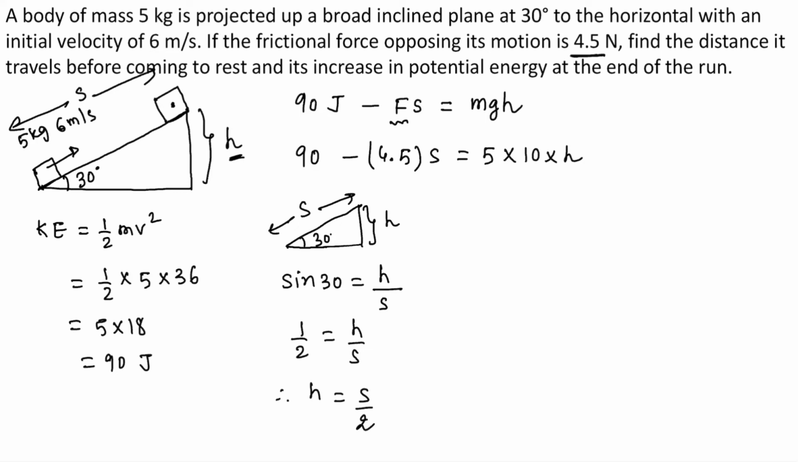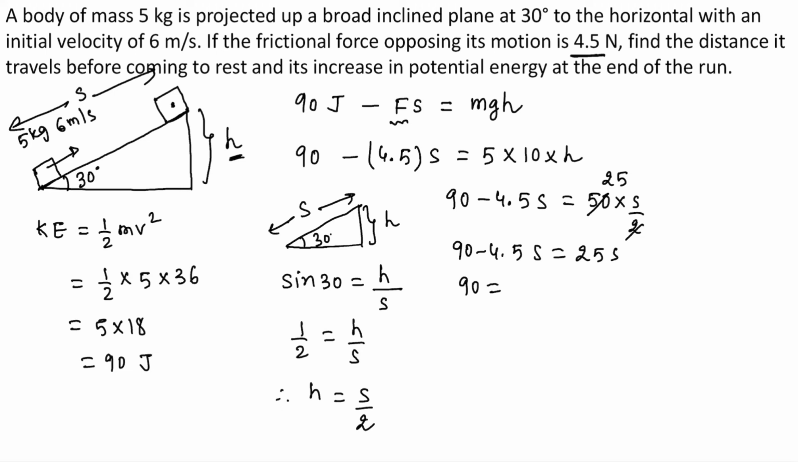So taking the value of h is equal to s by 2, here we get 90 minus 4.5 s is equal to 50 into s by 2. 50 by 2, 25. So 90 minus 4.5 s is equal to 25 s. So we get 90 is equal to 25 plus 4.5, 29.5 s, and hence the value of s is equal to 90 divided by 29.5, and that is approximately 3.1 meter.